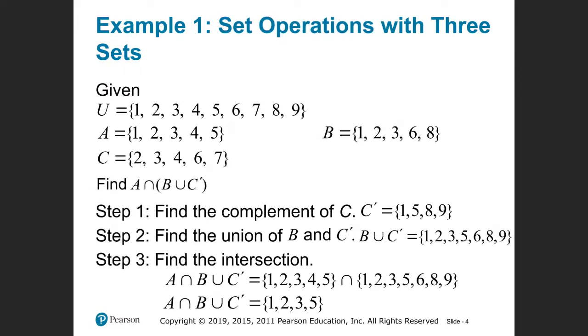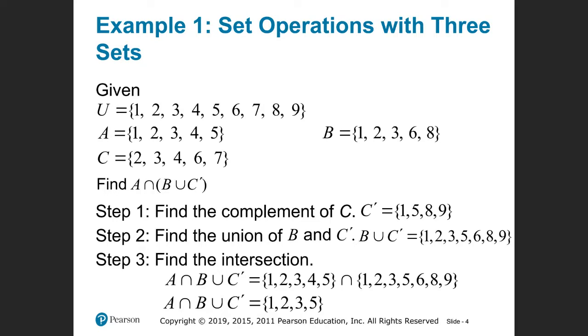This is example 1. We're given 4 sets. We're given the universal set, and you can see the elements are listed, A, B, and C. And we're asked to find the intersection of A and the union of B and the complement of C. The little apostrophe by the C means complement, which is the elements in the universal set that are not in C. So first we're going to find the complement of C. We look at U and compare it with C, and we see that the complement of C, those elements in U that are not in C, are 1, 5, 8, and 9.